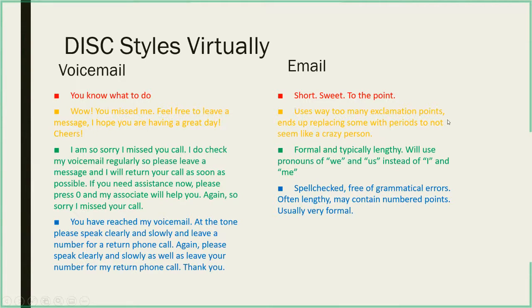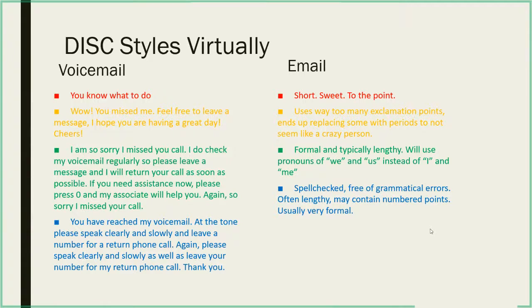So if you're emailing with a C, you likely will have no grammatical errors in that email. They may contain numbered points. So I know we've all gotten those emails. Hopefully it's only a list of like 4 points, but I know we've gotten them with like 9. So that's likely a C, and they're usually very formal.